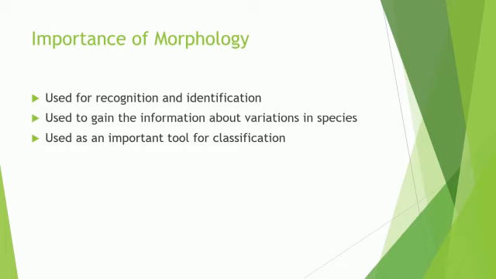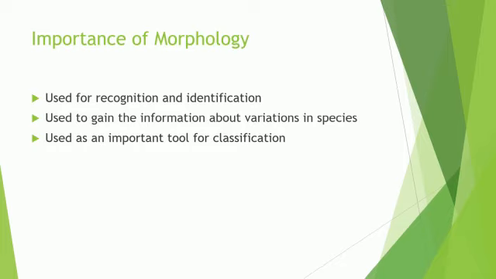Second point is it is used to gain information about variation in species. That is, morphology is most important to gain information regarding variation. Variation is nothing but it refers to the difference between members of same species or different species. So it acts as a tool for evolution, and this morphology is most important for classification, and it is also used as a tool for classification.